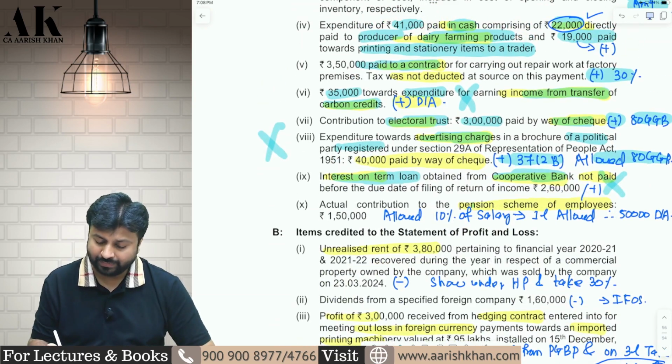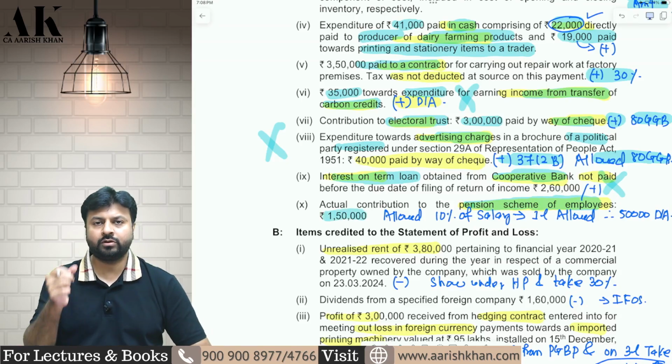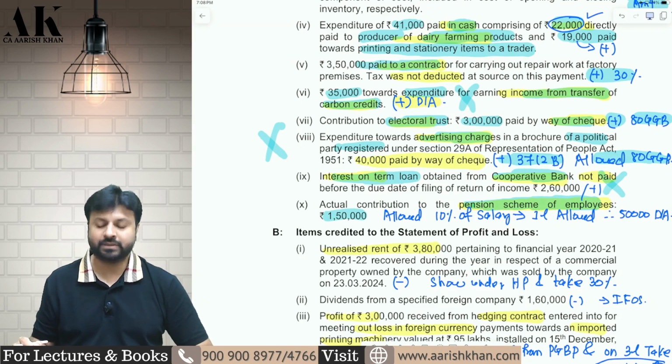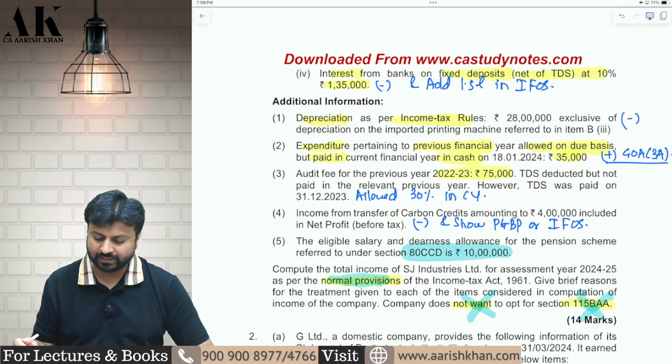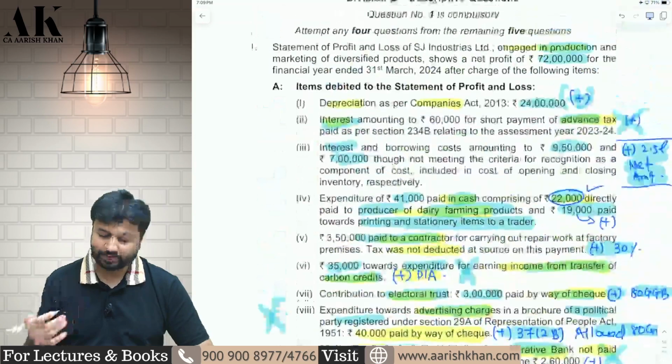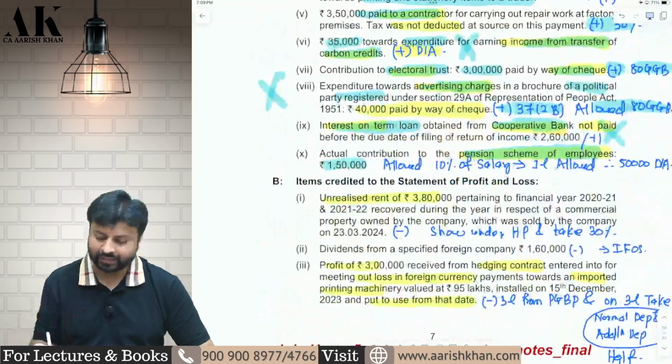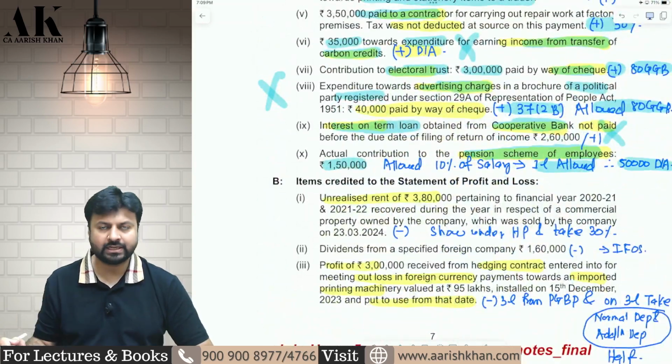Next one, you are making some contribution to the pension scheme of the employee, 1,50,000. So if you contribute some pension amount to the pension scheme of the employee, it is allowed as a deduction to the extent of 10% of the salary. Now, what is the salary of the employee? The salary of the employee is 10 lakh rupees. The eligible salary is basic salary plus DA in terms. It is 10 lakh. You are paying what? 1,50,000. Therefore, only 1 lakh is allowed. 10% is allowed. 50,000 will be disallowed under the income tax law.